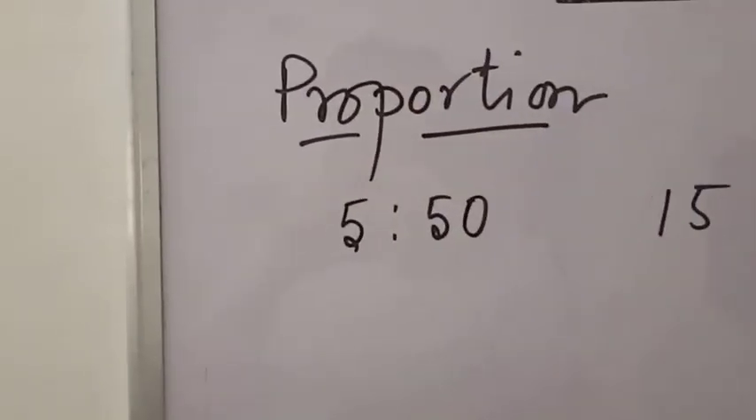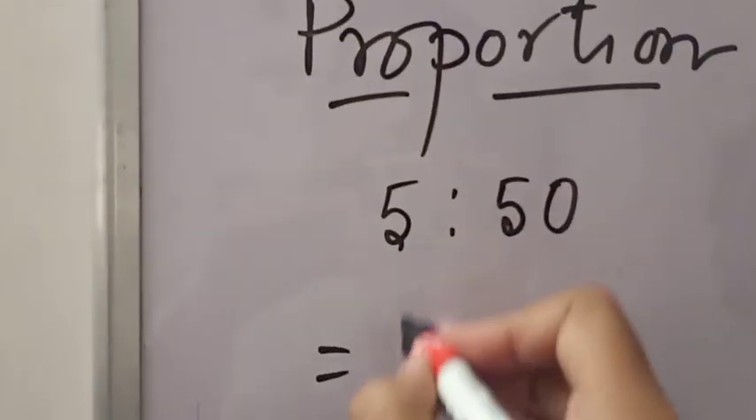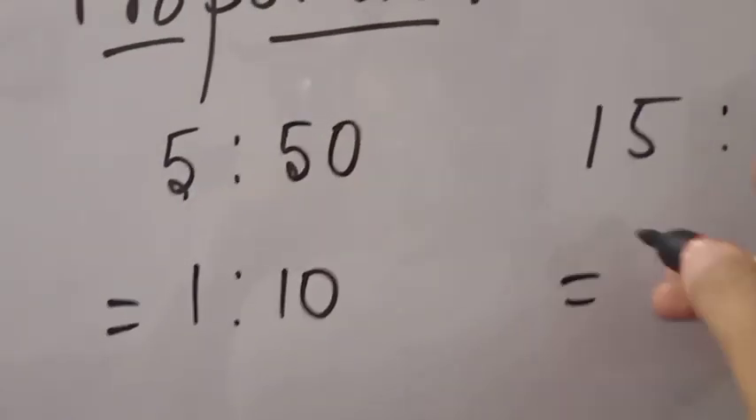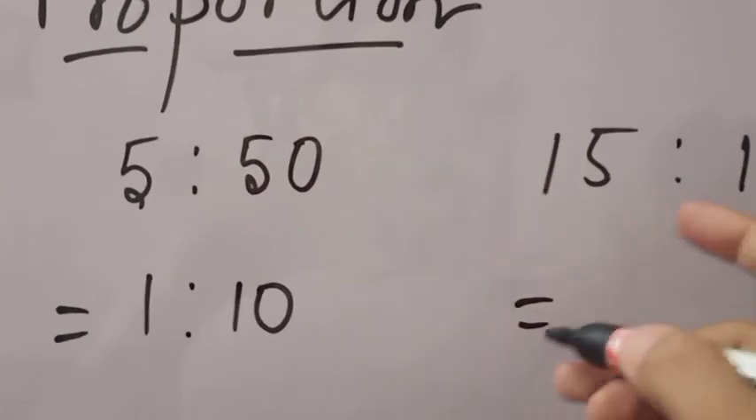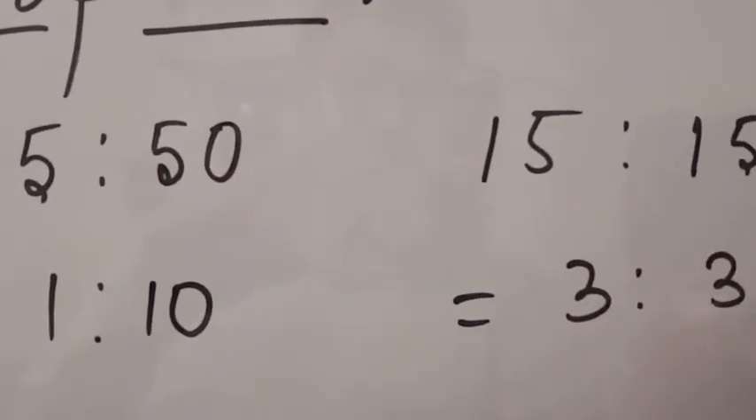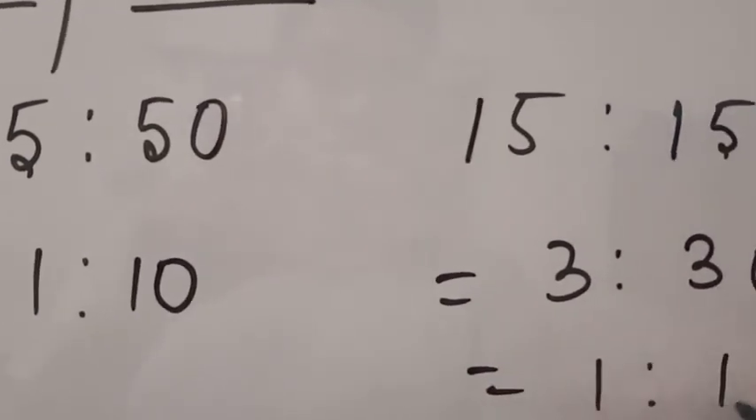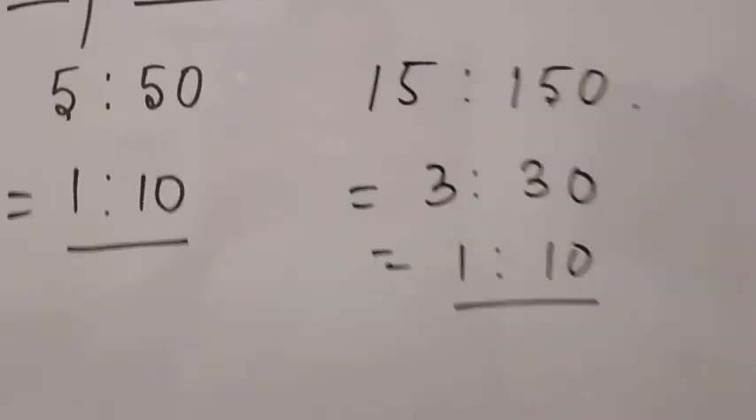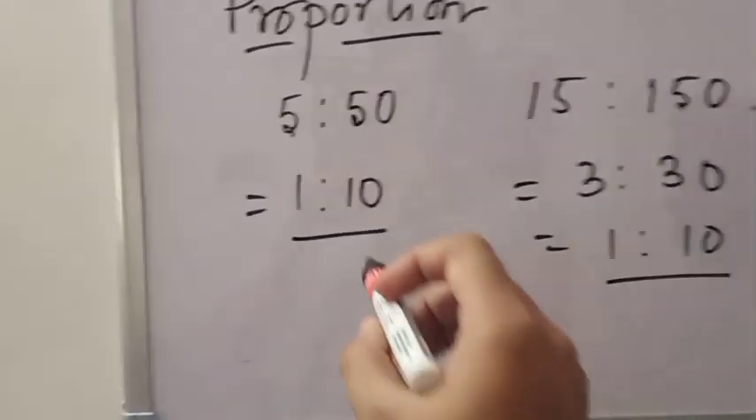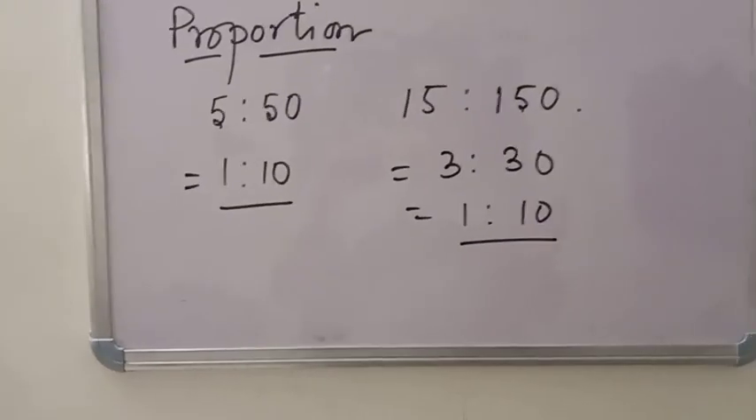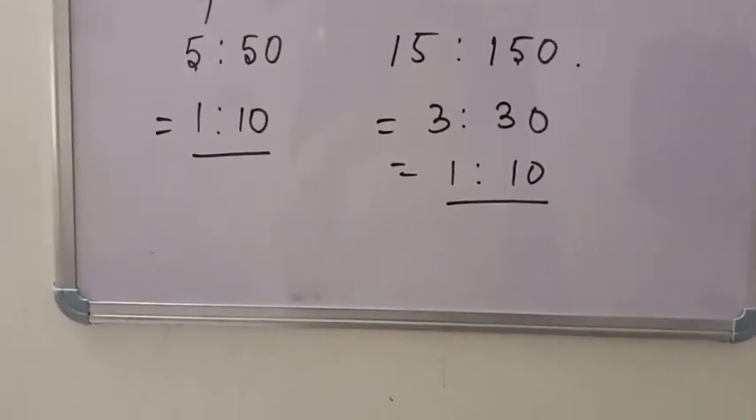Now, if we evaluate or simplify this ratio, we get 1:10, right? Firstly 5:50, that means 3:30, then 1:10. That means this ratio and this ratio are the same. So we can say that these ratios are in proportion.